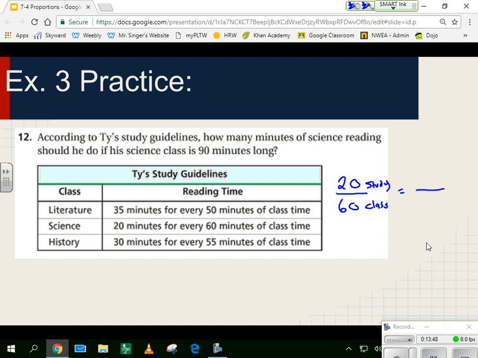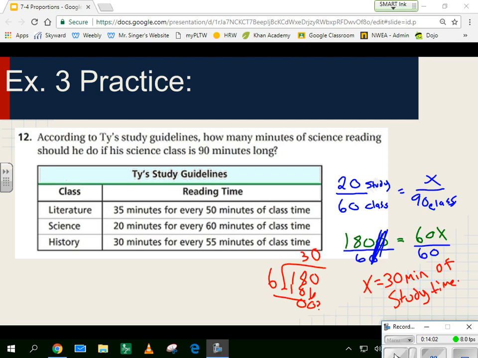So we have to set up a proportion. Remember, we're trying to find out how many minutes he's going to have to study if he has a 90-minute class. Go ahead and solve for that x. Come back when you're done. And hopefully you found the same answer I did. He needs to study for 30 minutes. So I set up my equation, helped you out with that, and then I just divided 60 into 1,800. I noticed they both shared a 0, so I crossed it out to make the math a little easier.